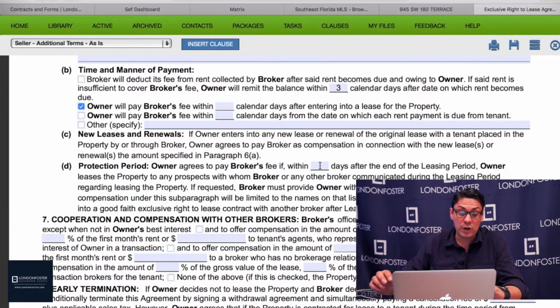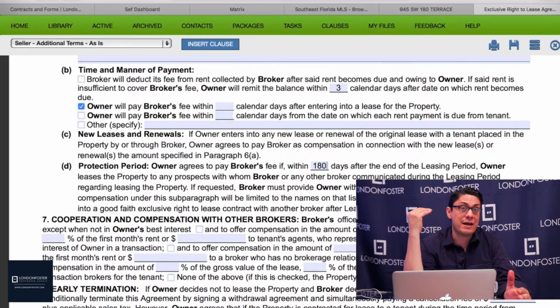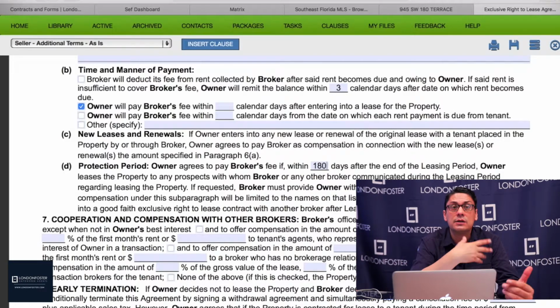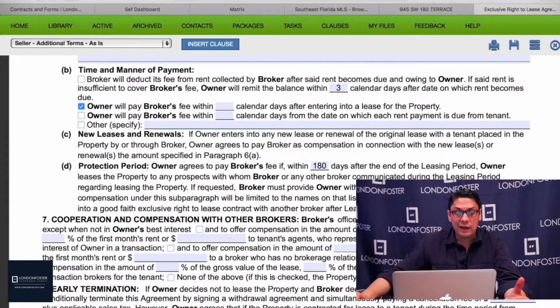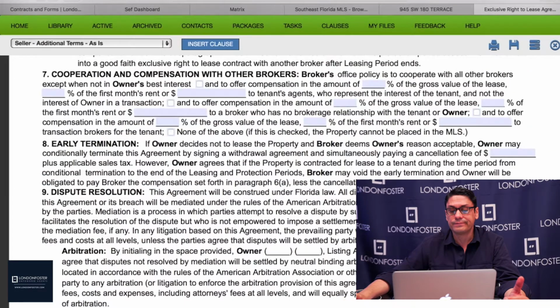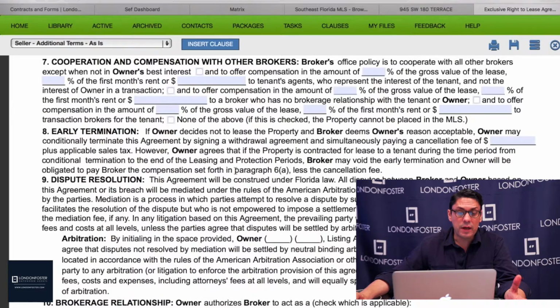after. So usually what I would write here is 6 months. So I would write 180 days. Anyone who I've shown this property within 180 days after the lease agreement expires, if they come back, then I'm protected by it. Usually this is very hard to follow up on, but it's just there for you to protect yourself.